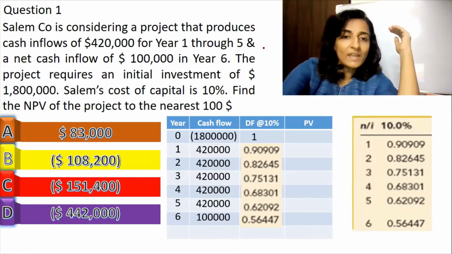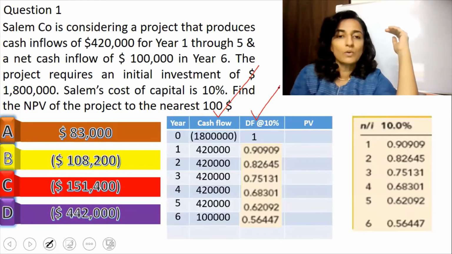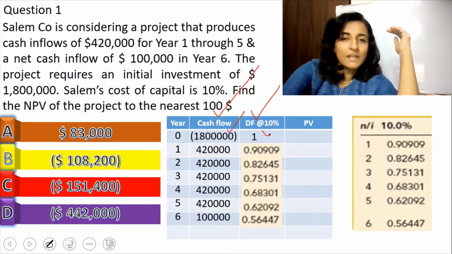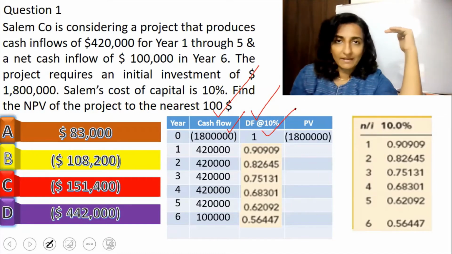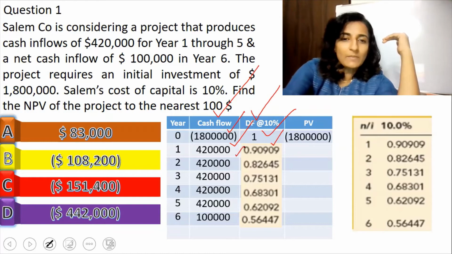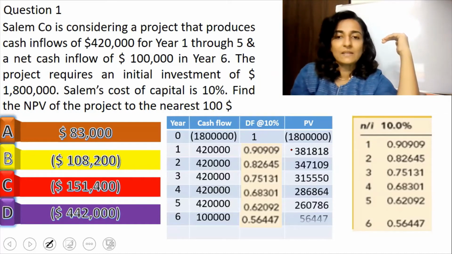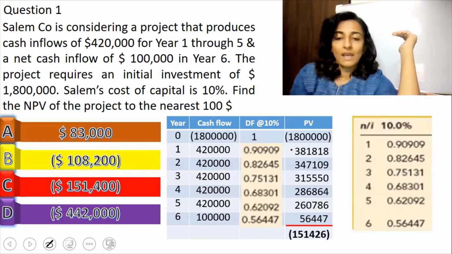So what we have to do is multiply the cash flow column with the discount factor column. In year 0, we multiply negative 1.8 million by 1, and we have the present value as again negative 1.8 million. In year 1, we have 420,000 into 0.909. Likewise, we multiply each cash flow with its respective discount factor and we get the present value as follows. We add the total of the present value column to get the NPV, and the answer is negative 151,426 as the NPV.